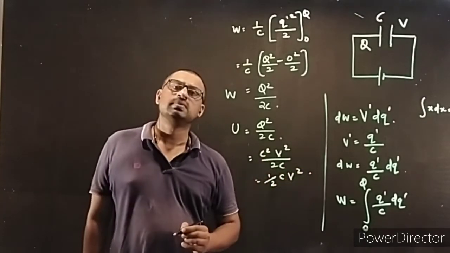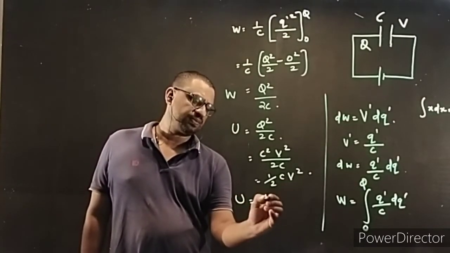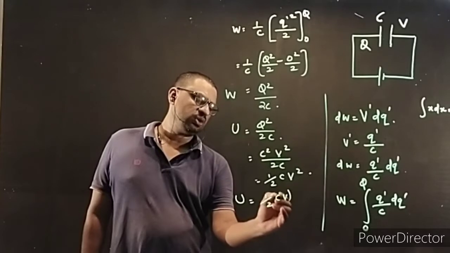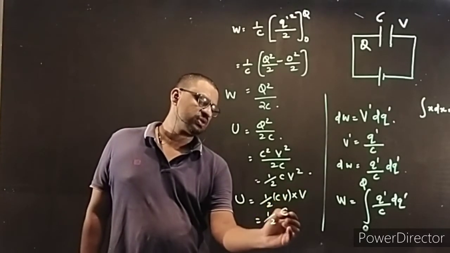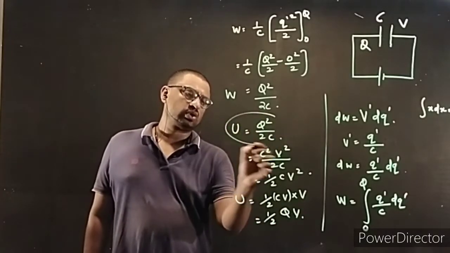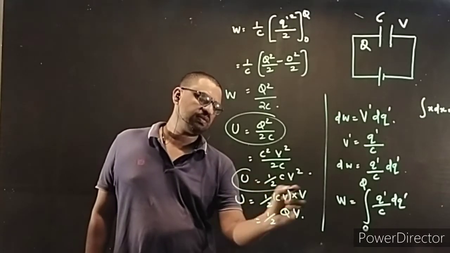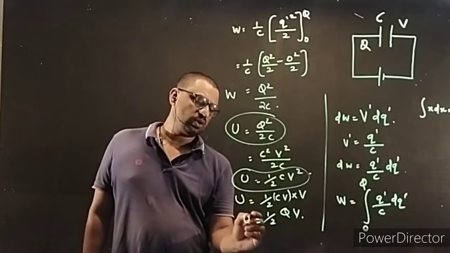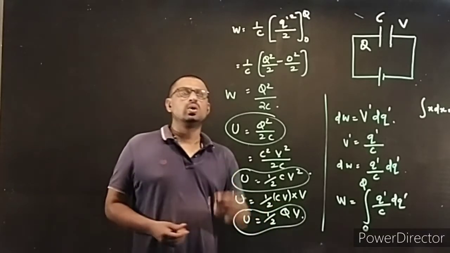This is another form. Also U equals half CV into V, you can split it like this. Half CV is Q, so half QV. So U equals Q square by 2C, U equals half CV square, U equals half QV. All those are the different forms.